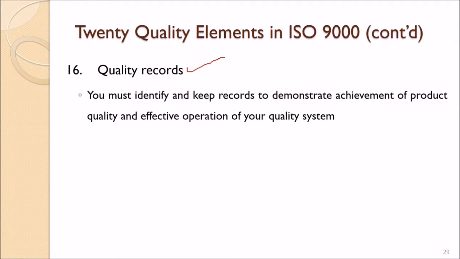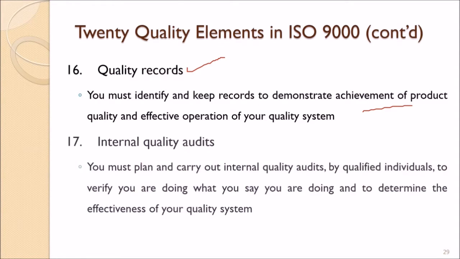In maintaining the quality records, you must identify and keep records to demonstrate achievement of product quality and effective operation of your quality system. Then audits, very important. You can't just do it. There has to be someone to see whether what you're doing is correct or not. You must plan and carry out internal quality audits by qualified individuals to verify you are doing what you say you are doing and to determine the effectiveness of your quality system.